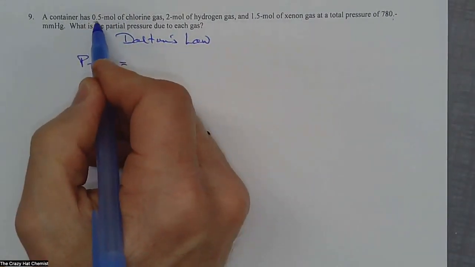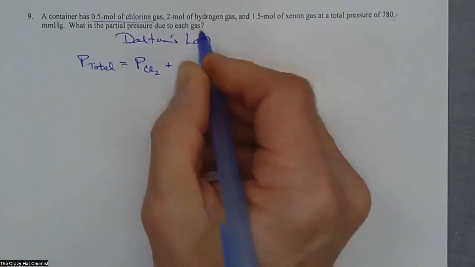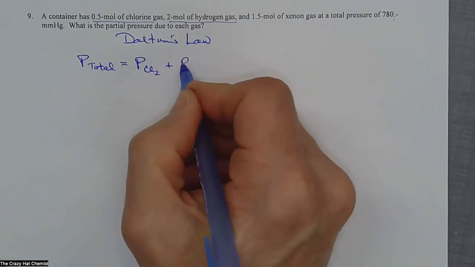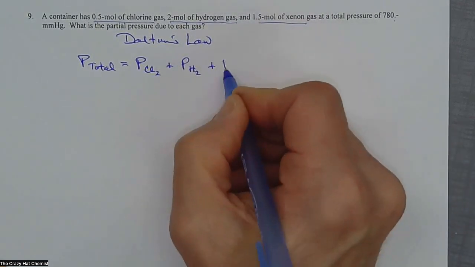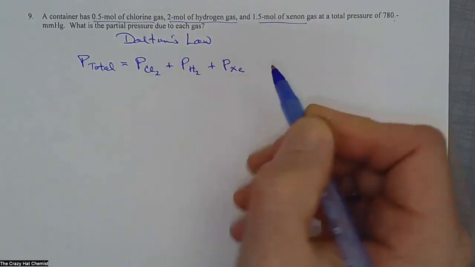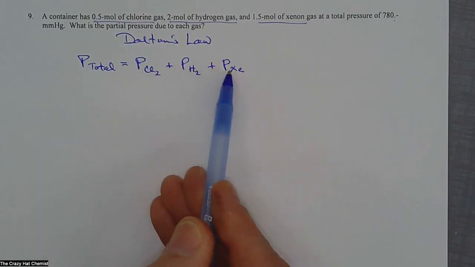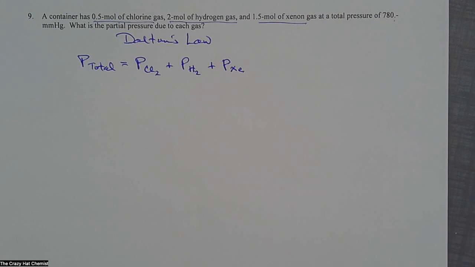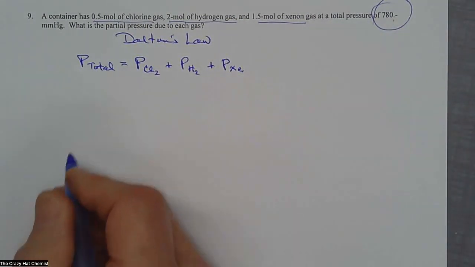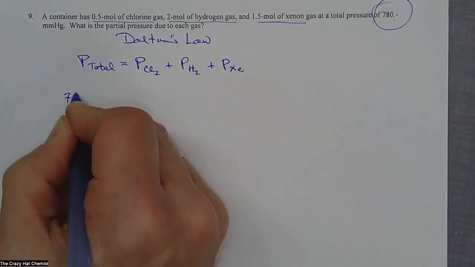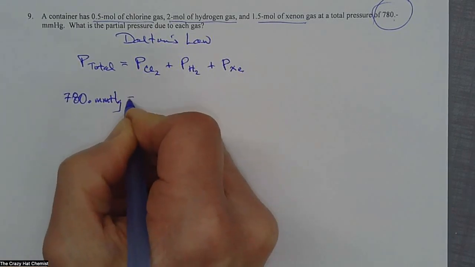So the first gas is chlorine. So partial pressure of chlorine, that's Cl2, plus the second gas is hydrogen. Partial pressure of hydrogen, H2, plus the third gas is xenon. So the partial pressure of xenon. So Dalton's law is the total pressure is equal to the sum of all the individual pressures. What I do have is the total pressure of the system, and that's 780. millimeters of mercury.